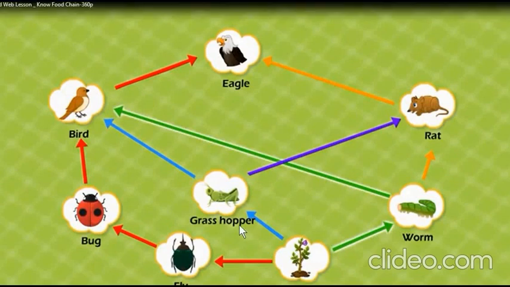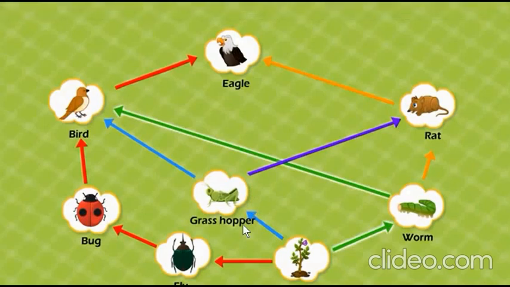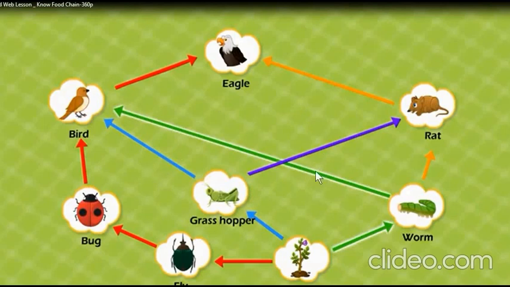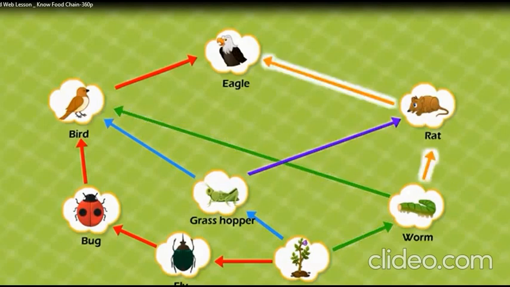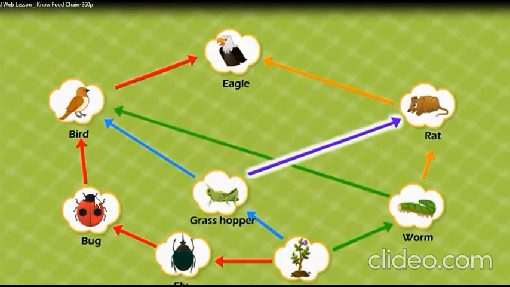It may be eaten by a grasshopper, worm, or a fly. Then this grasshopper can be eaten by a bird or can be eaten by a rat, right? So there are many possibilities. When we connect all these food chains in one diagram, the complex figure which comes by interconnecting these food chains is called food web. The orange arrows are showing one food chain, whereas the red arrows are showing another food chain. Different colors are representing different food chains. I hope you understand it.